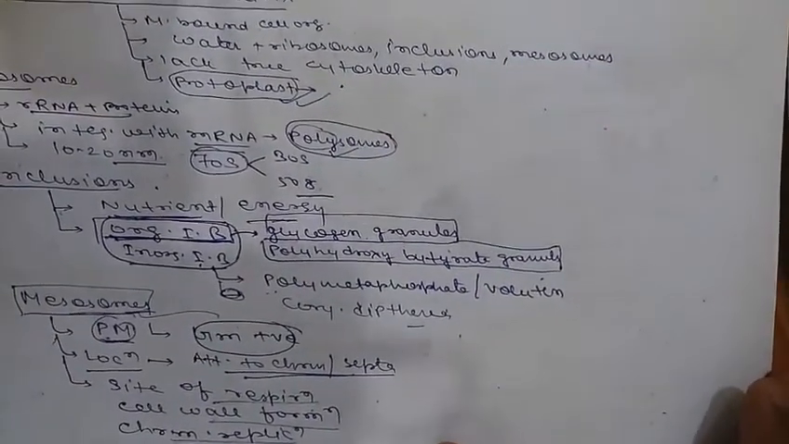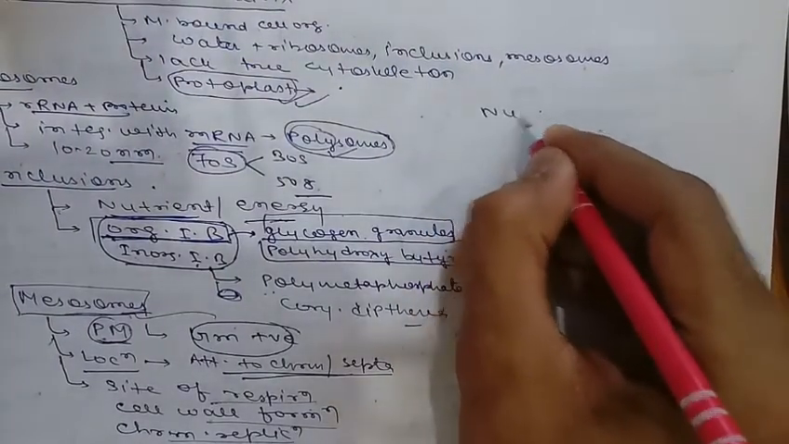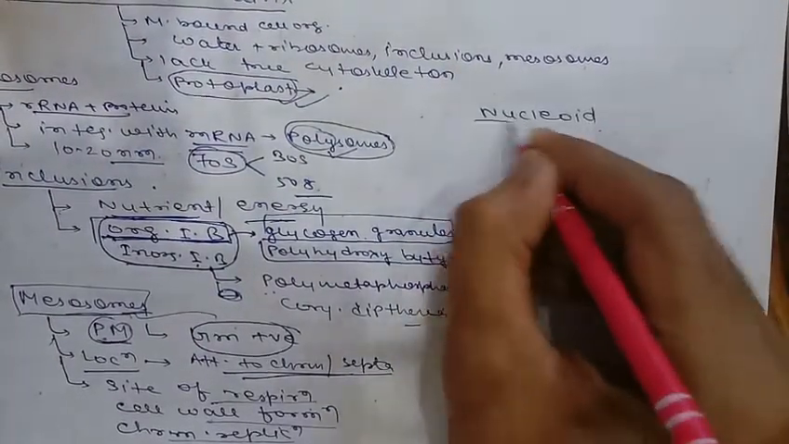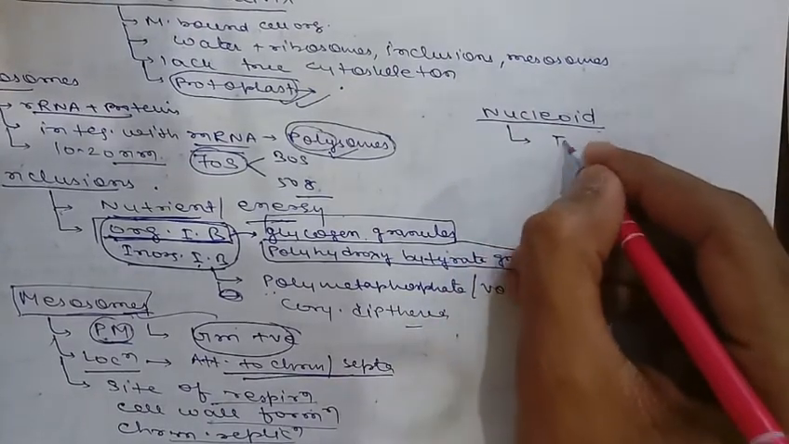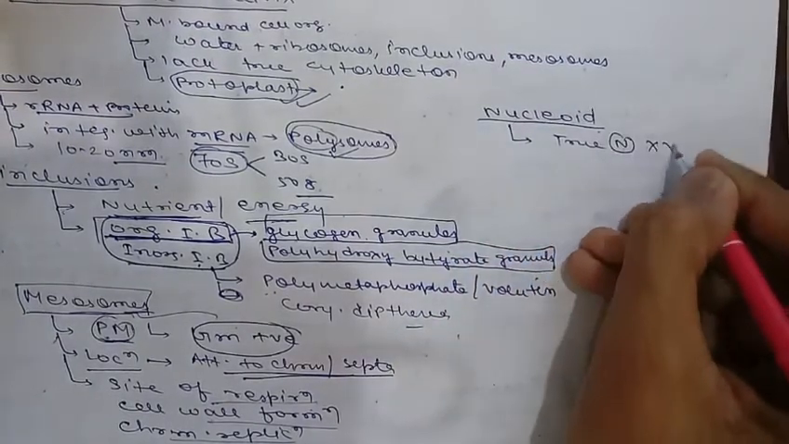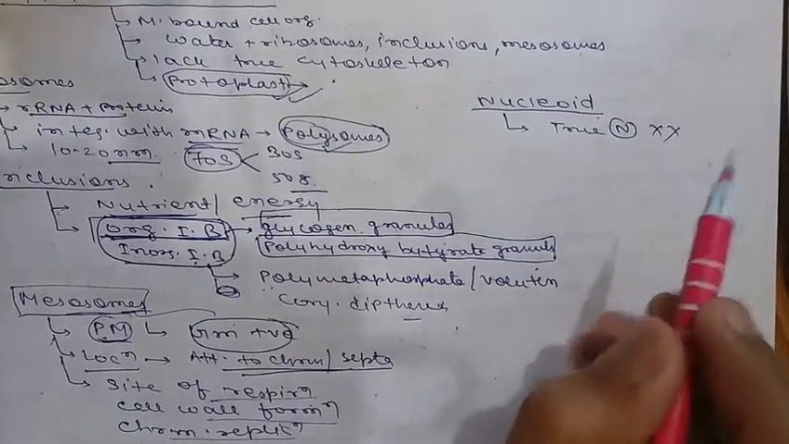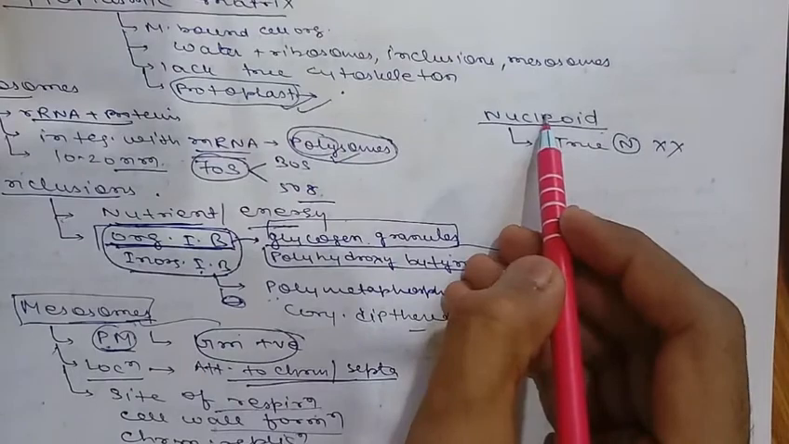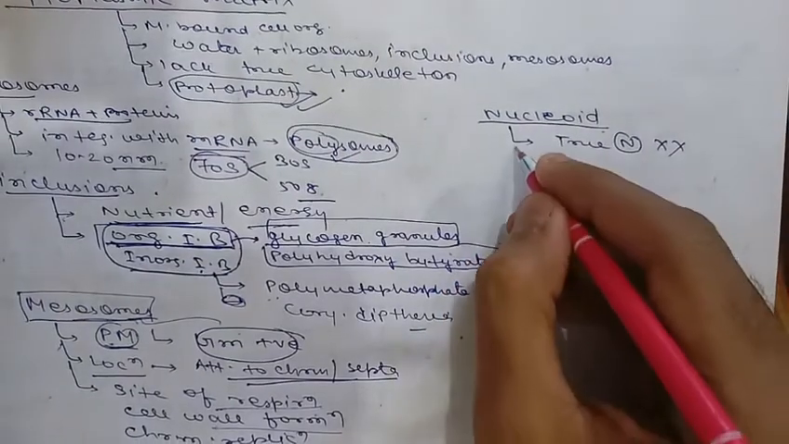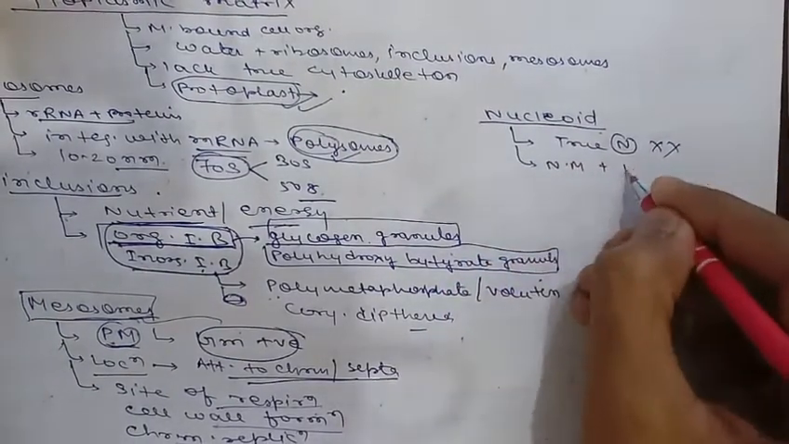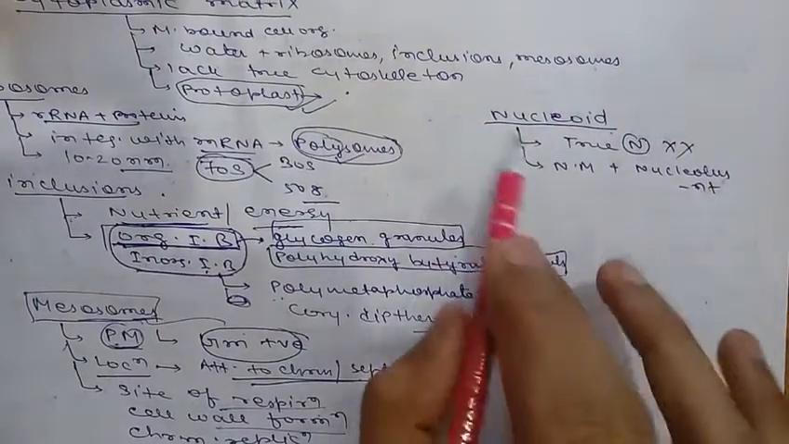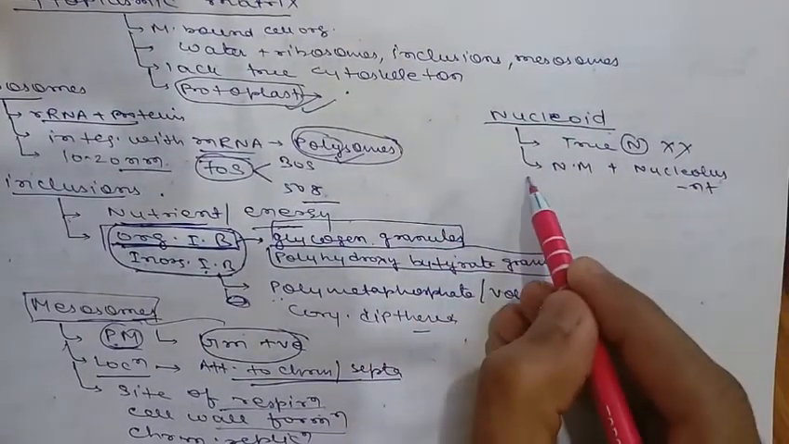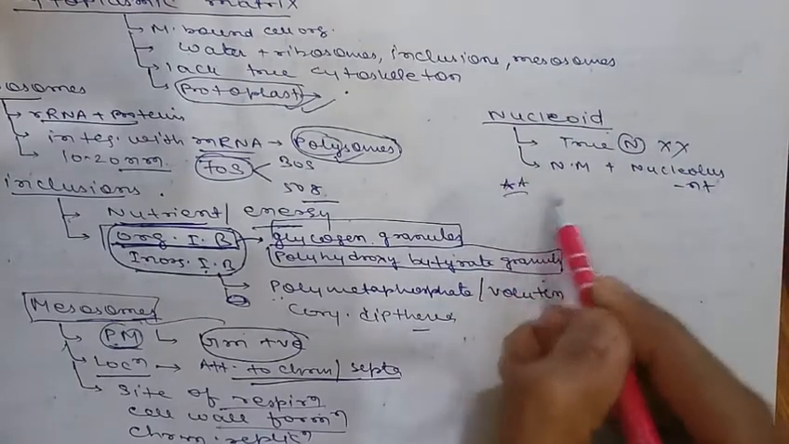Now coming to the next, that is the nucleoid. This is the fourth component. Bacteria do not have a true nucleus, meaning a true nucleus is absent in bacteria, but the genetic material is located in an irregularly shaped region known as the nucleoid. There is no nuclear membrane or nucleolus. The nuclear membrane and nucleolus are completely absent in bacteria.